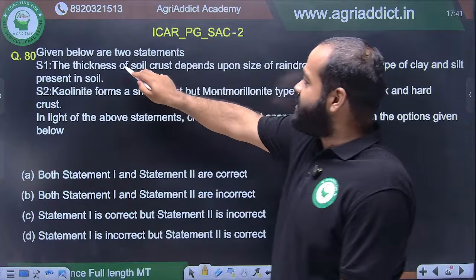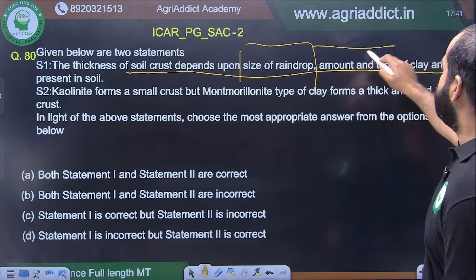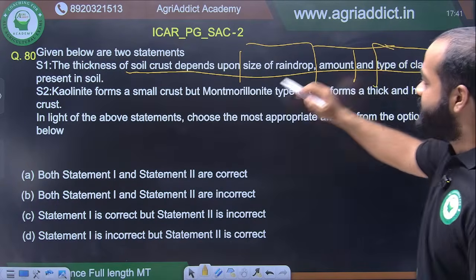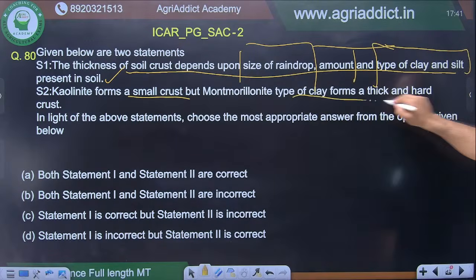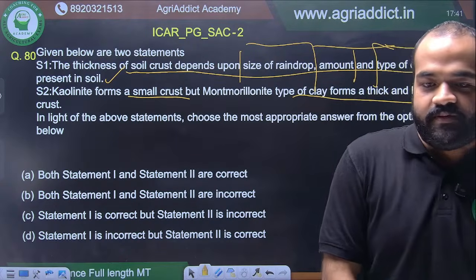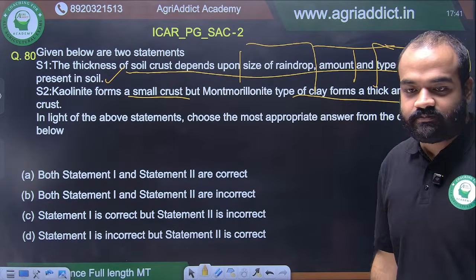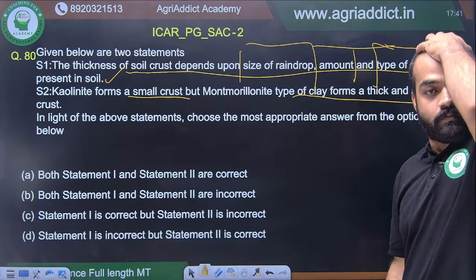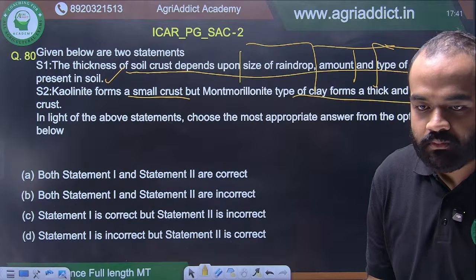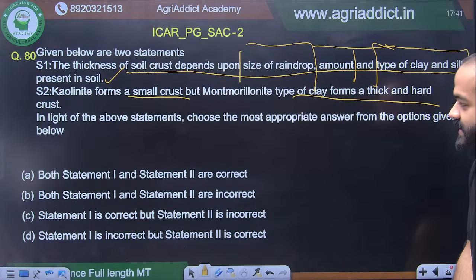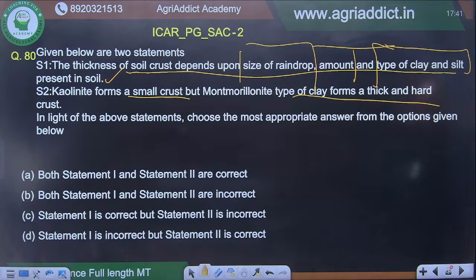The thickness of soil crust depends upon size of raindrop, amount and type of clay and silt present in the soil. Kaolinite forms a small crust, but montmorillonite type of clay forms a thick and hard crust. In light of the above, tell me how many of the statements are correct? Aishwarya is telling option A. Both statement 1 and statement 2 are correct. Option A, Aman Kumar, Anil Jat. Yes, all of you are correct.